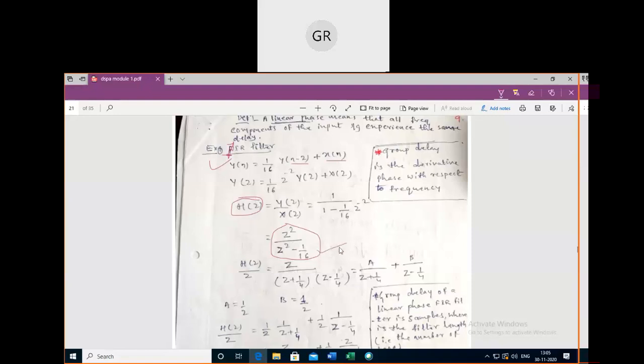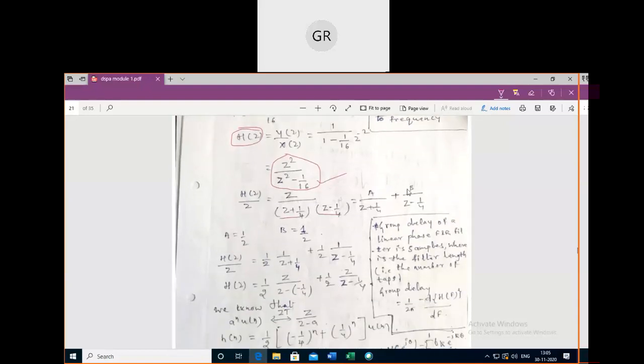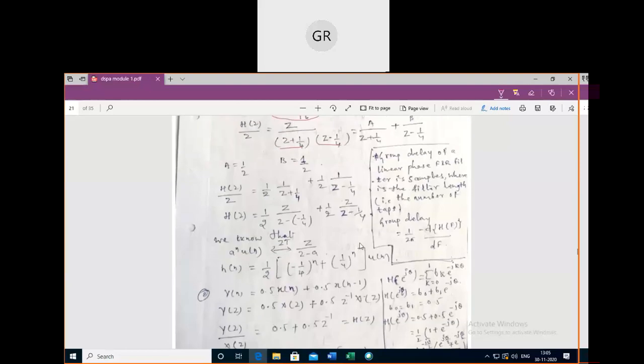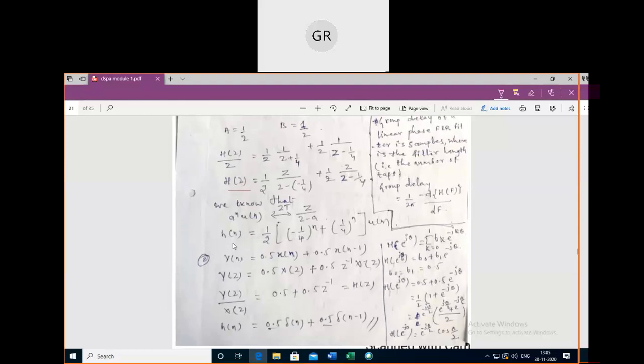That means this one is in the form of a square minus b square, that is equal to a plus b, a minus b. Same thing here. Using the partial fraction, we rewrite this one. Then h of z becomes 1 divided by 2, z divided by z minus of minus 1 divided by 4, plus 1 divided by 2, z divided by z minus 1 divided by 4. Then h of n is equal to this one.